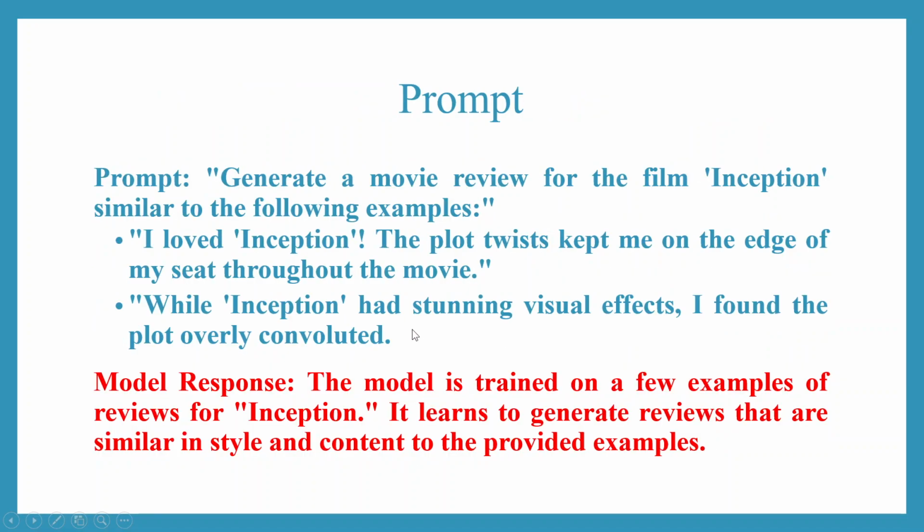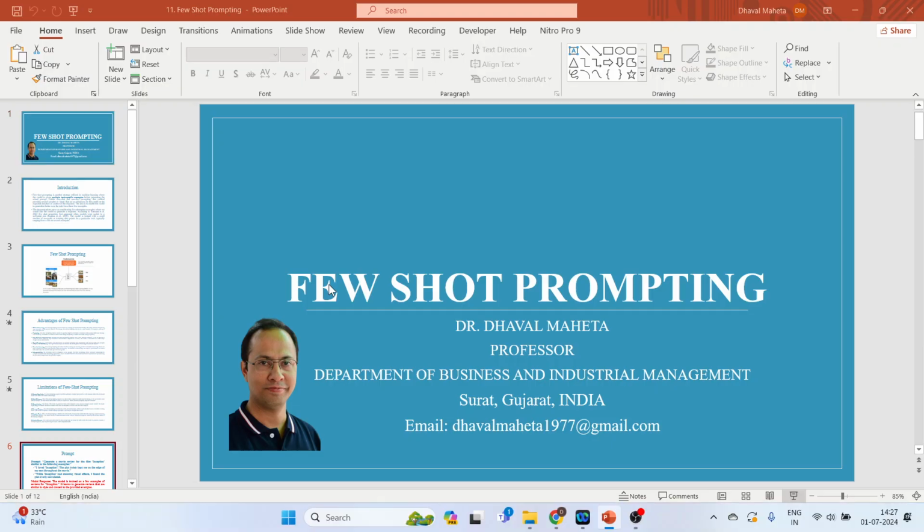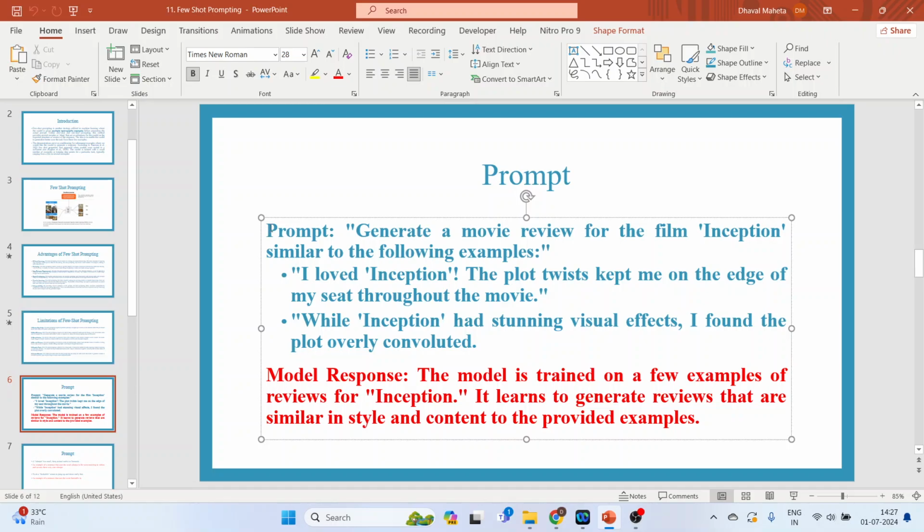Let's take the example. Generate a movie review for the film Inception, similar to the following examples. I loved Inception. The plot twist kept me on the edge of my seat throughout the movie. While Inception had stunning visual effects, I found the plot overly convoluted. So these are the examples, and we will copy this prompt.